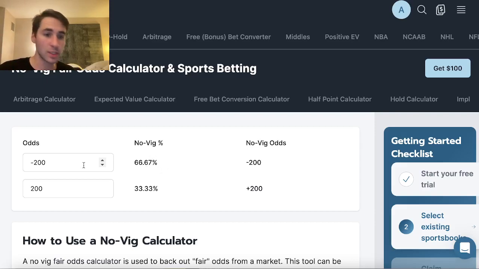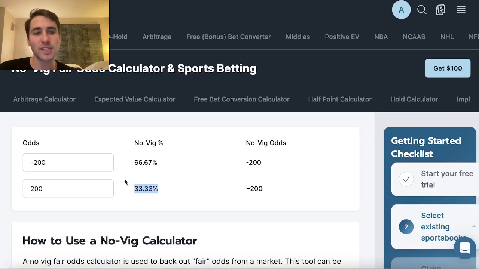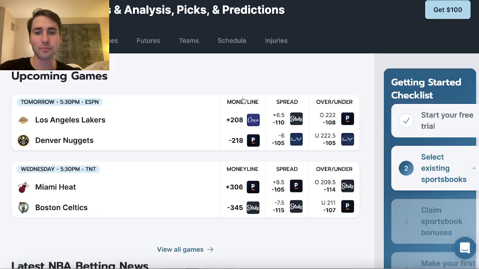66.67% to win. So if the Nuggets were exactly minus 200 and the Lakers were plus 200, the Lakers would be 2-to-1 underdogs, 1/3 to win, 33.33% to win, and the Nuggets would be 2/3 to win, 66.67%. But the Nuggets are slightly bigger favorites. So the market is telling you, hey, the Nuggets are a bit over 2/3 to win, right? 67.86%.